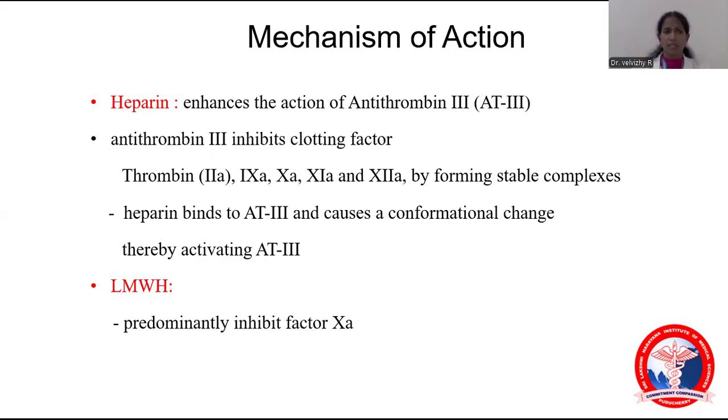So, moving on to the mechanism of action of heparin. As I told earlier, heparin enhances the action of antithrombin 3. To recollect, antithrombin action is to inhibit factors 2, 9, 10, 11 and 12. This is the action of heparin. The difference between heparin and low molecular weight heparin is that low molecular weight heparin predominantly inhibits factor 10, whereas heparin inhibits 2 and 10 as the main ones, and also 9, 11, 12.